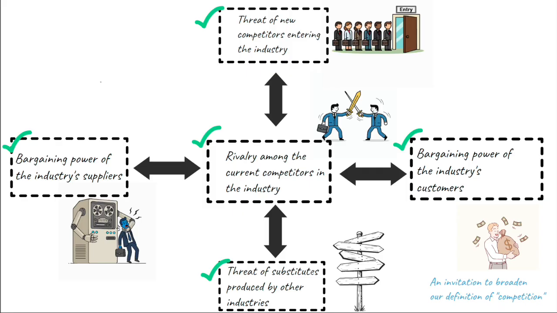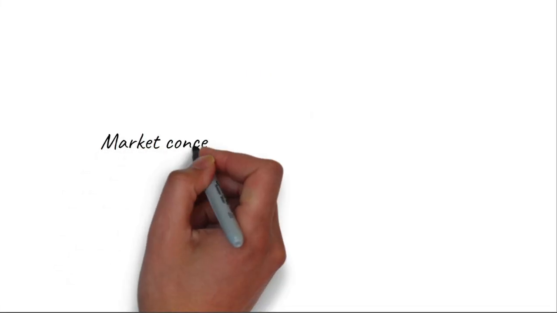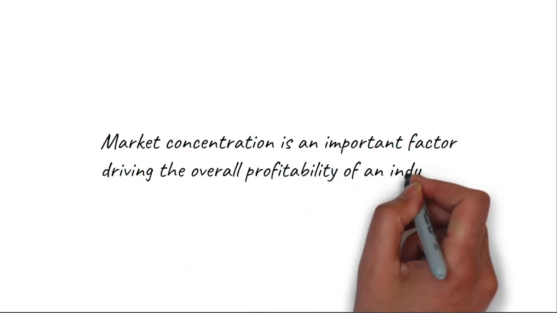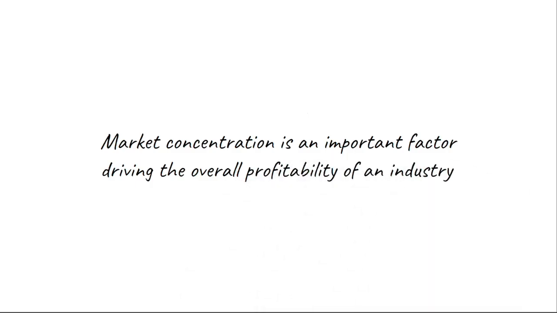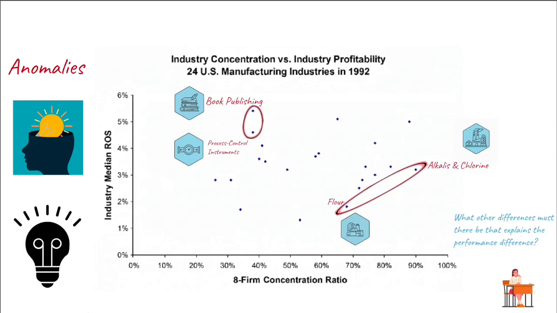As we said a few moments ago, market concentration is an important factor driving the overall profitability of an industry. But it's not the only factor. We've already seen that with our little scatter plot exercise, where we compared those industries: book publishing, flour, alkalis and chlorine, and process control instruments. We've already seen in that exercise that market concentration is not the only factor. So one of the things we learned from not seeing the scatter plot that we expected is that there are more forces threatening the profitability of an industry than just rivalry among current competitors in the industry.